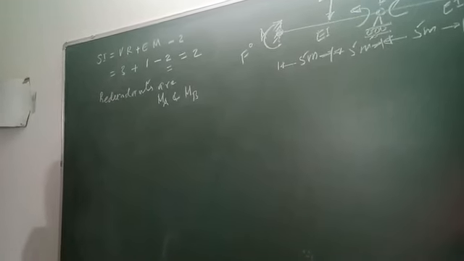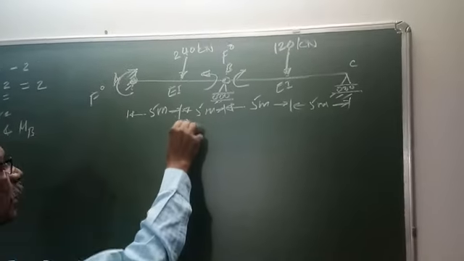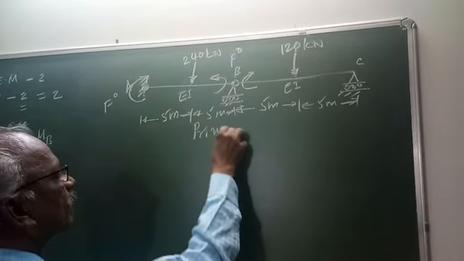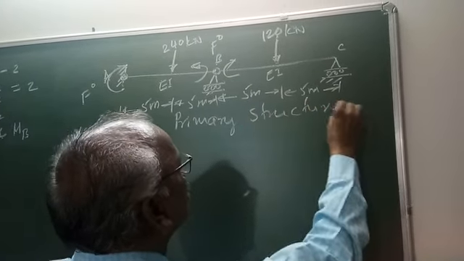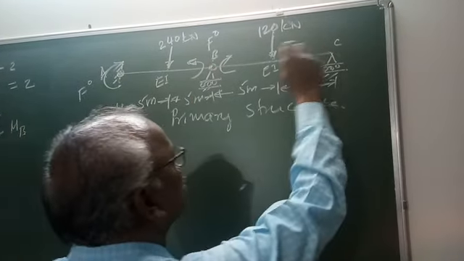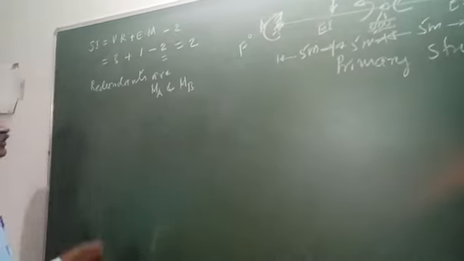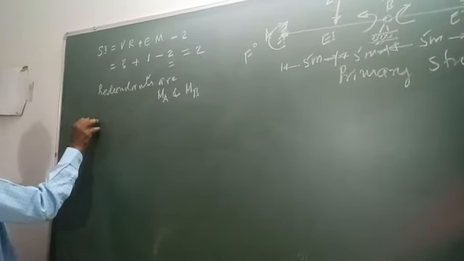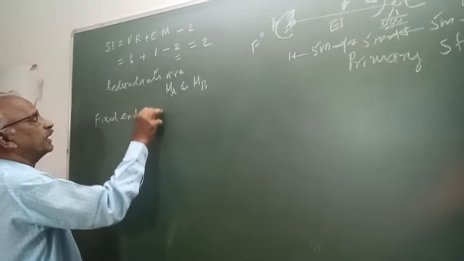After that, we have to find out the fixed end moments. So this is the primary structure actually. This structure is statically determinate because AB can be analyzed as a simply supported beam and BC can be analyzed as a simply supported beam. So that is a primary structure. Now we have to find out the fixed end moments.